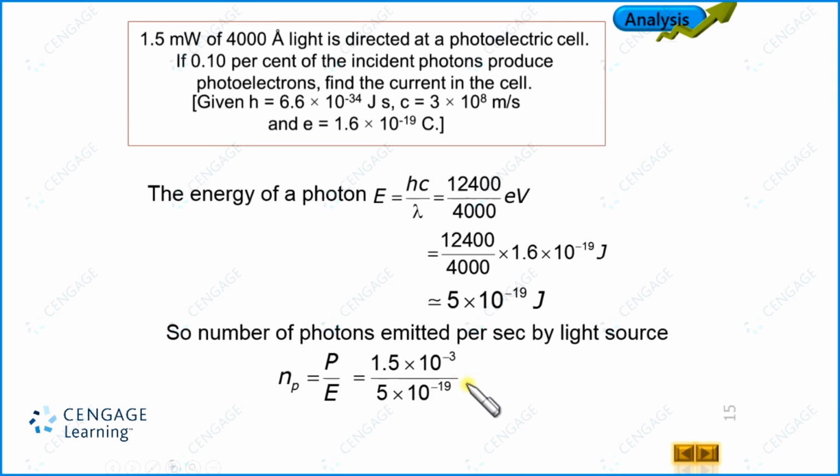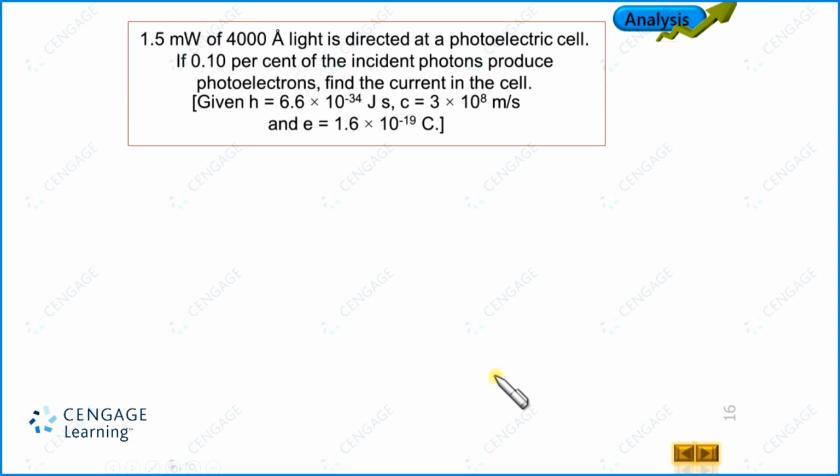So let us substitute the values. After calculation, we will get the value of the number of photons emitted per second, that is 3 into 10 to the power 15. Okay. Now let us move to the next part of the question.